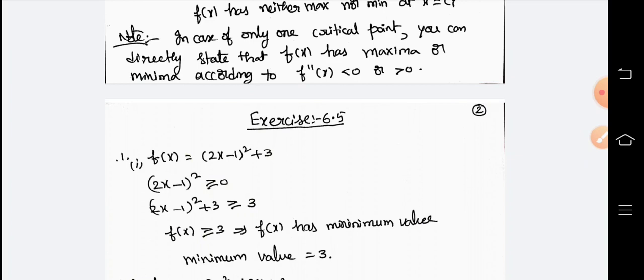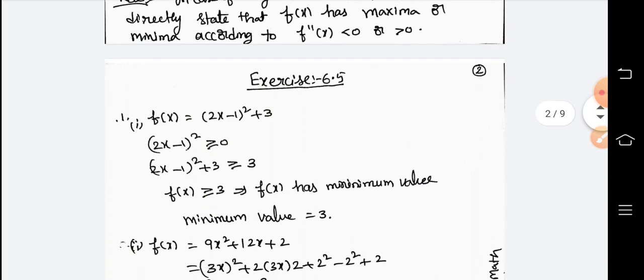They are not telling you to use differentials. If they ask you to use differentials, you should go for the first derivative test and second derivative test. If they are not asking, you can use whatever methods you know. Here I used very simple techniques to do these questions.